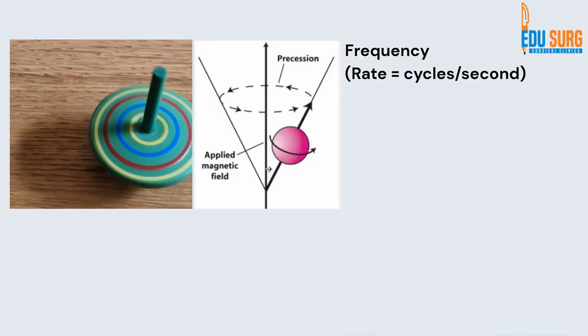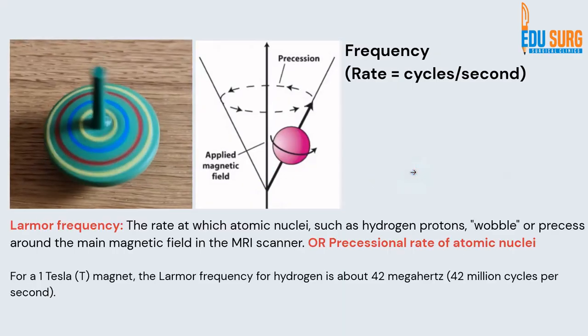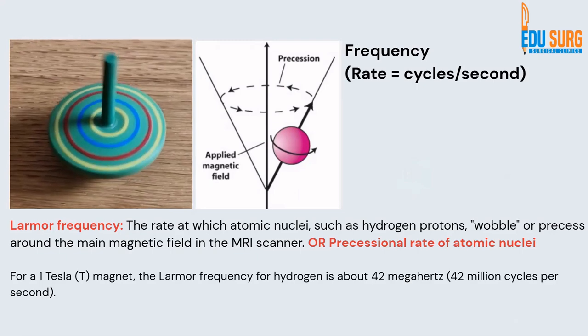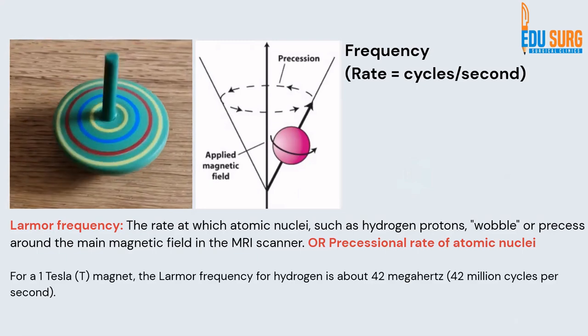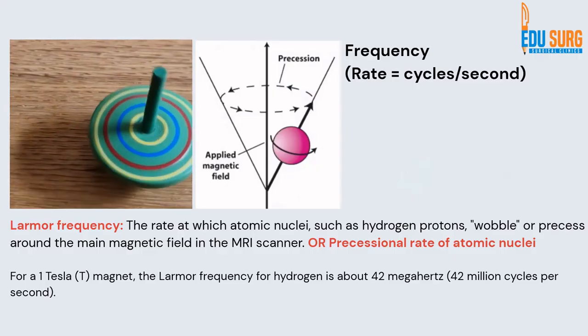So, like a spinning top, when the magnetic field is applied, it causes one, that is proton alignment. But when that proton alignment occurs, the atomic nuclei also precess. And this precessional rate of atomic nuclei, or the wobbling of the nuclei along the z-axis, is known as Larmor frequency. That is the rate at which the atomic nuclei, basically the ionic hydrogen, wobble or precess around the main magnetic field in the MRI scanner.